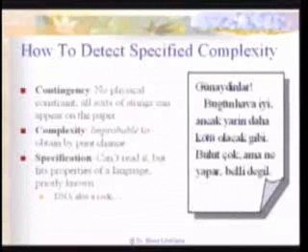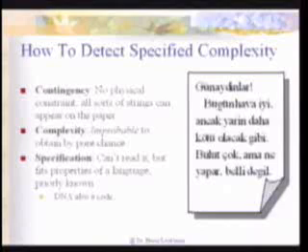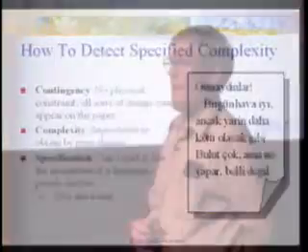Specification, it can't read but fits properties of a language. That's known priorly. DNA is a code. RNA is a code for replication of living mechanisms. Those are predefined. Those are specified complexity, examples of specified complexity.